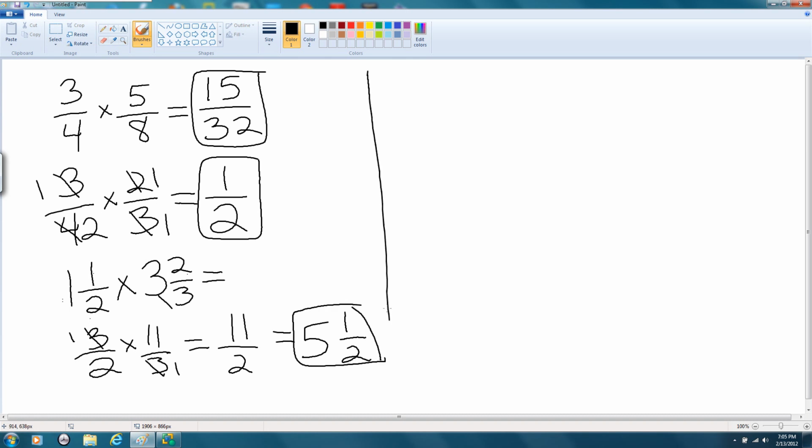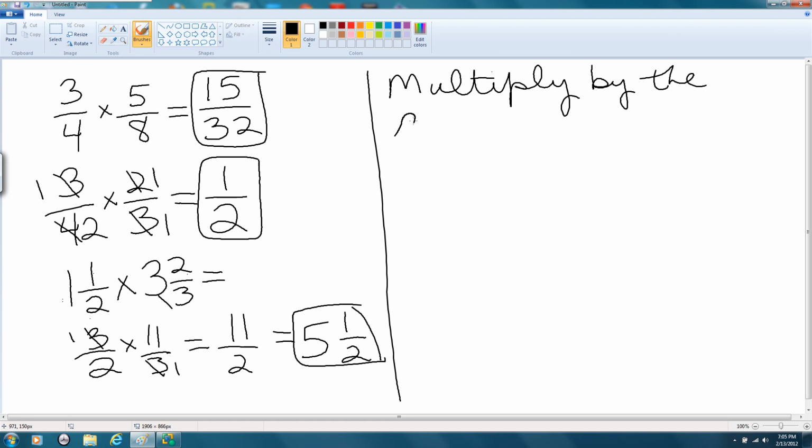Now I'm going to draw a line here, and then we're going to do some division now. Division of fractions is also pretty easy. With division of fractions, the rule is we multiply by the reciprocal of the second number. So we're going to multiply by the reciprocal.